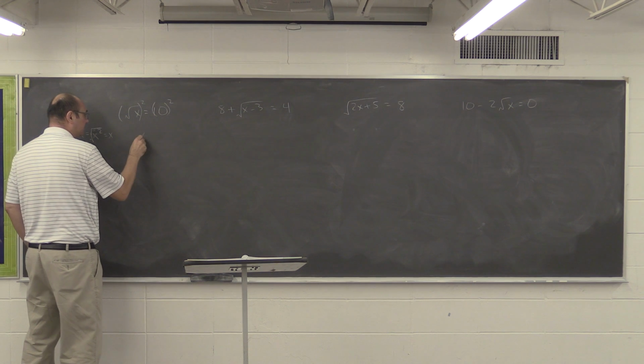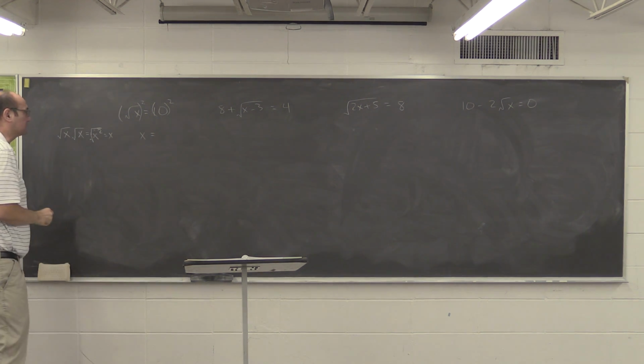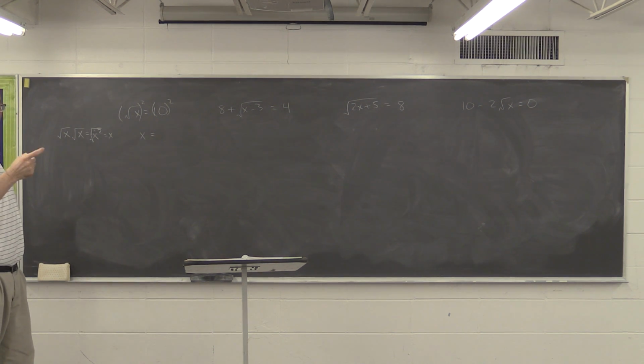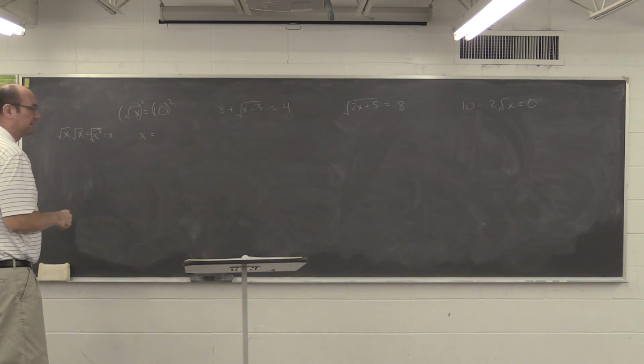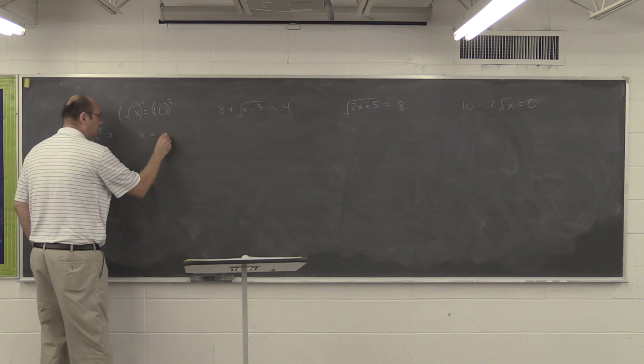So that means the left side is going to be x, but on the right side, remember in algebra, whatever you do to one side of the equation, you have to do to the other. You have to keep everything in balance. So what is 10 times 10? Well, it's 100.